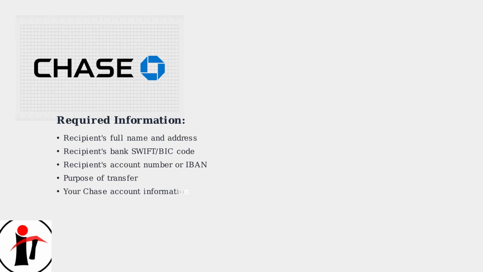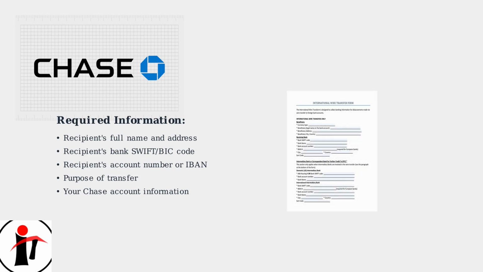To complete an international wire transfer, you need several pieces of information. This includes the recipient's complete details, their bank's SWIFT code, account information, and the transfer purpose. Chase provides international wire transfer forms that guide you through collecting all necessary information. These forms ensure you have everything needed for a successful transfer.